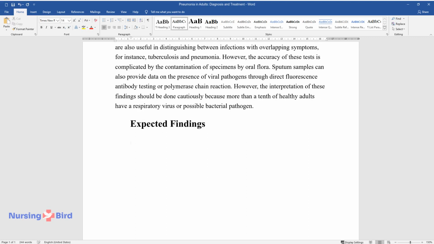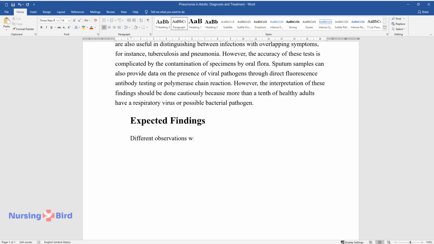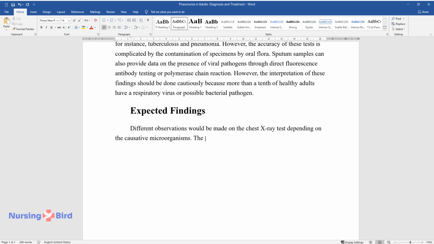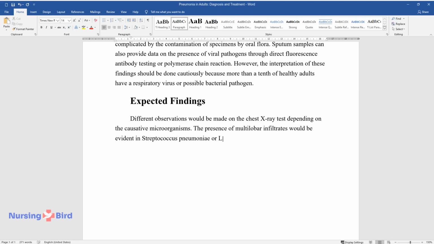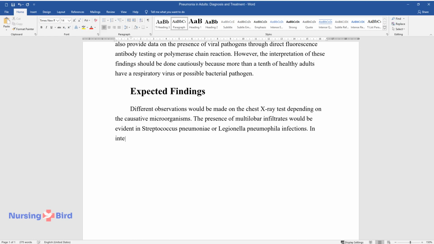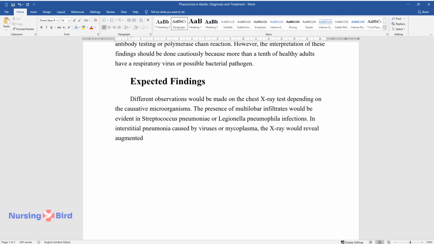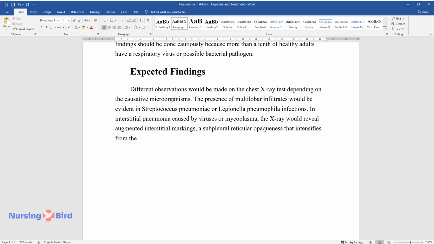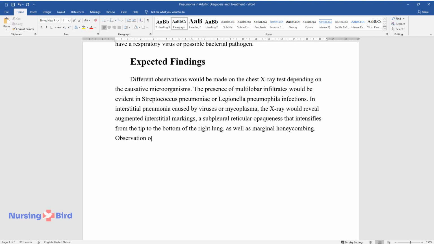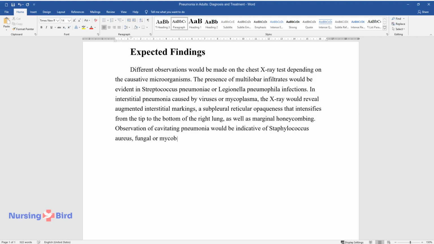Expected findings. Different observations would be made on the chest X-ray test depending on the causative microorganisms. The presence of multilobar infiltrates would be evident in Streptococcus pneumoniae or Legionella pneumophila infections. In interstitial pneumonia caused by viruses or mycoplasma, the X-ray would reveal augmented interstitial markings, a subpleural reticular opaqueness that intensifies from the tip to the bottom of the right lung, as well as marginal honeycombing. Observation of cavitating pneumonia would be indicative of Staphylococcus aureus, fungal or mycobacterial causes.